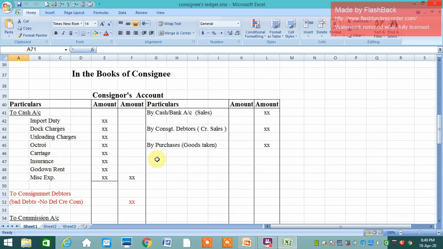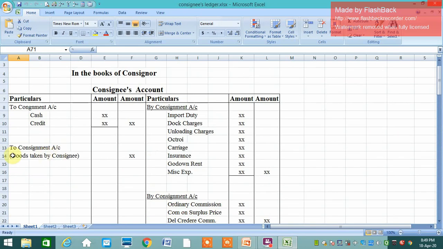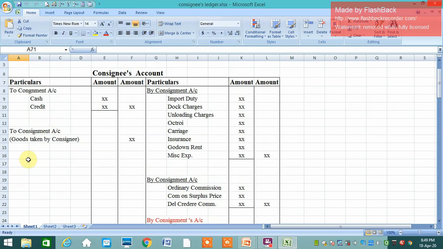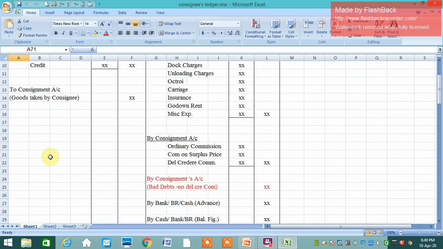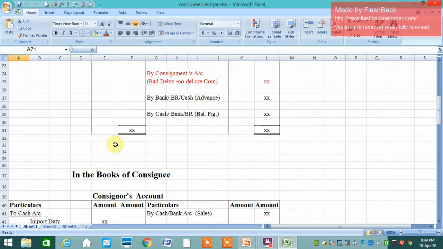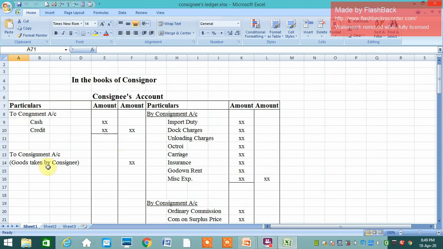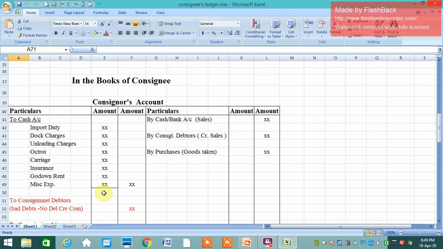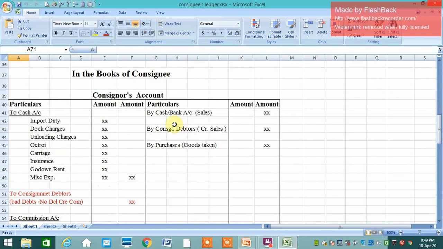Then on the debit side we have written here to consignment account, goods taken over by consignee. These are the goods taken over; this is the consignee's account in the books of consignor. Again I'm explaining, it's a trick to prepare this account in the books of consignee. In the consignor's account, these are the purchases, so you have to record them by purchases. What was on the debit side there is recorded here on the credit side of the consignor's account in the books of consignee: cash sales, credit sales, and purchases.